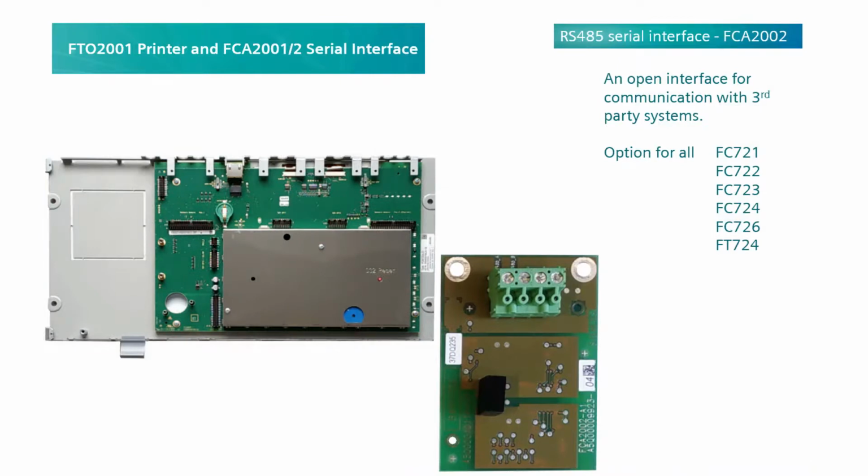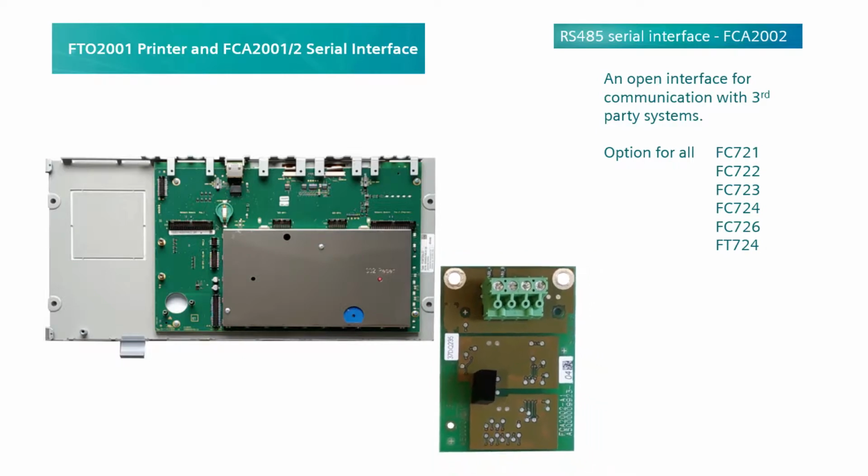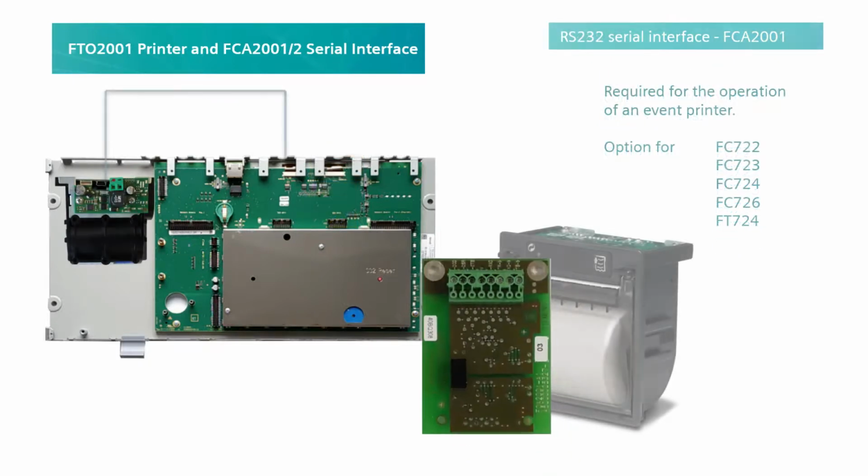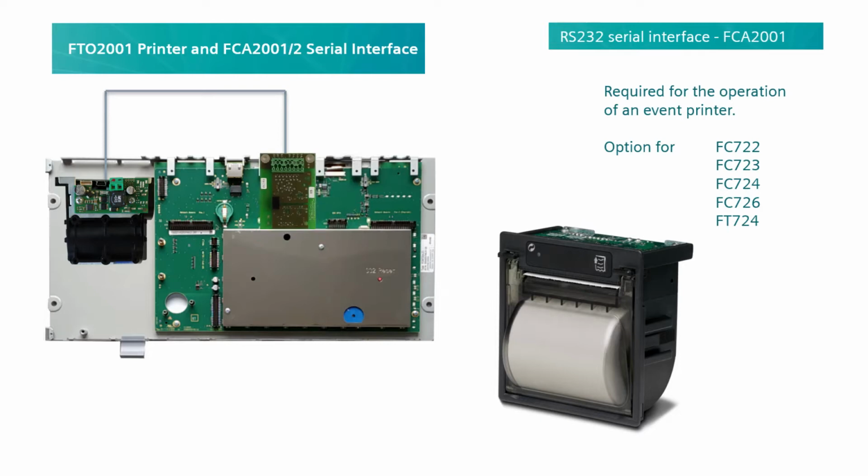Serial interfaces can also be found in the group of hardware options. The RS-485 serial interface can be used to connect additional devices, such as evacuation terminals. Another option is the RS-232 serial interface for the event printer. This can be connected to both fire control panels and fire terminals.